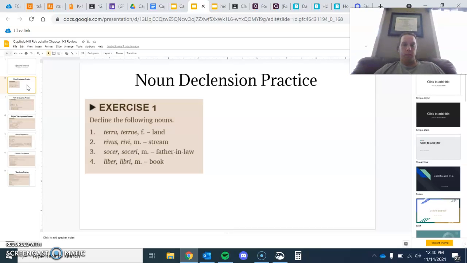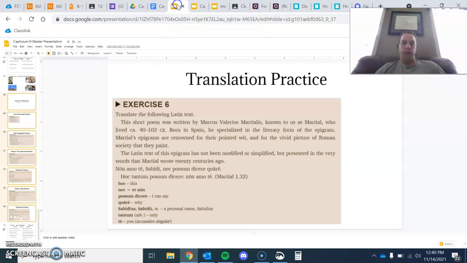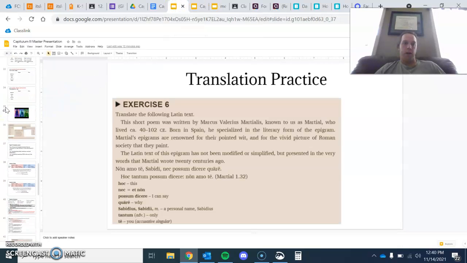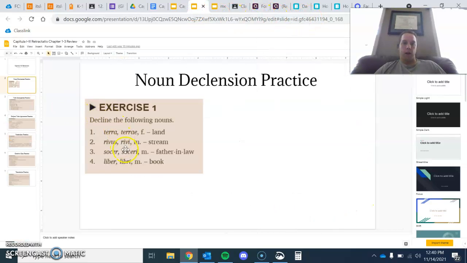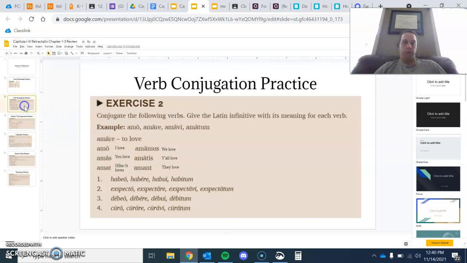So noun declension practice: you're given 4 nouns, and it wants you to take each of these 4 and fully decline them, similar to how we see in our notes. Let me go back and show you an example. You're going to want it to end up looking like this, right? For each word, identify the declension, write it out, follow the steps, find the stem, add the endings, and then translate. That'll be all for exercise 1. You do that with those 4 nouns.